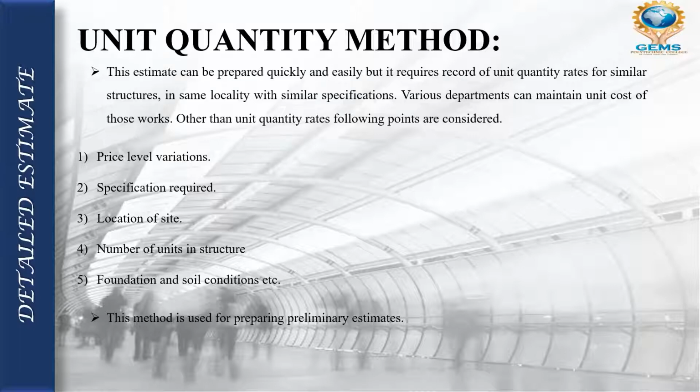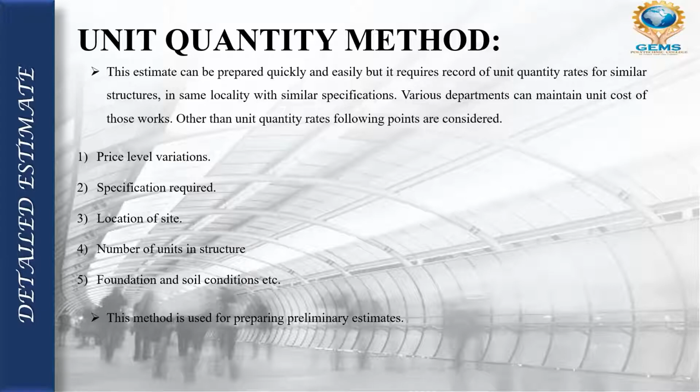So you can get the unit quantity rates through similar structures in your same locality. Then various departments can maintain the unit cost of those works. First, we have to take the unit quantity rates. For per unit, what does unit mean? It's like dividing the structure. If you're considering a building, beam and column, each of them is a unit. Beam is one unit, then column is another unit. That quantity rate we can get through similar buildings.